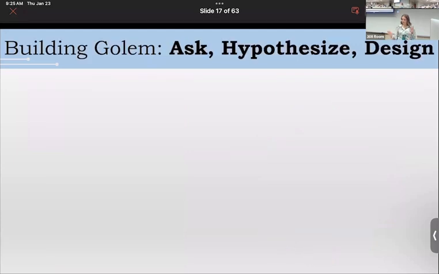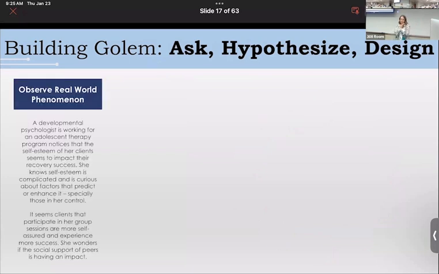So model building process, I'm gonna give you backdrop on the research study and then we'll dive into the data. It starts with observing real world phenomenon.